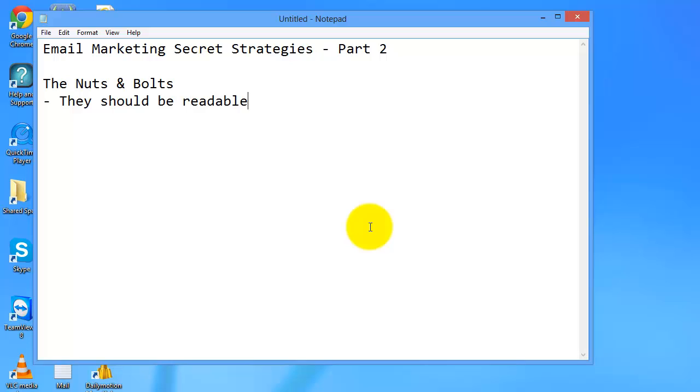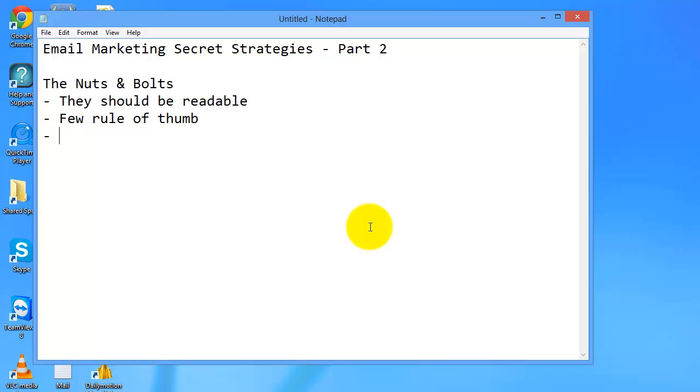Now, what do I mean by readable? Obviously, whatever you are writing or typing is readable. But there are a few rules of thumb that, if you follow them, make it easy to read for anybody. You will find these things very helpful when you are going through an email.